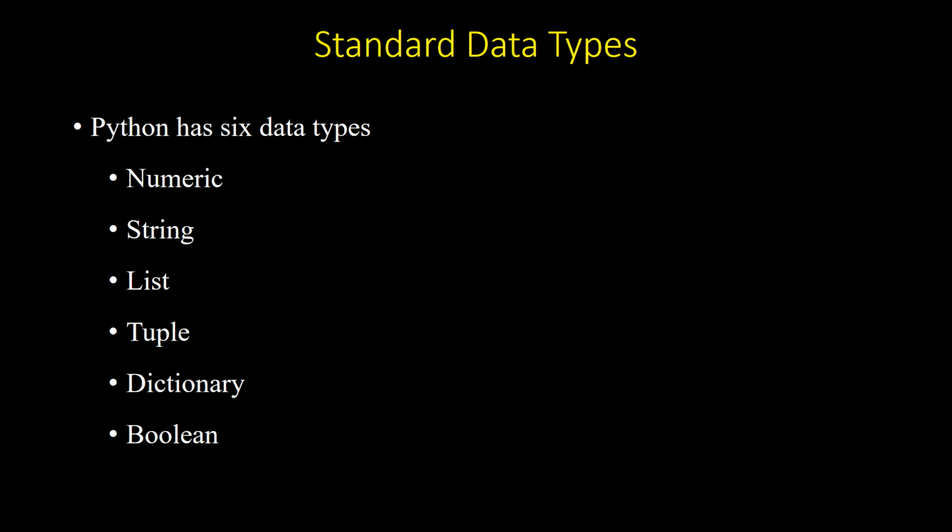Next is the standard data types. In Python, we have six types of data types available: numeric, string, list, tuple, dictionary and Boolean. First we are going to see each one in detail.